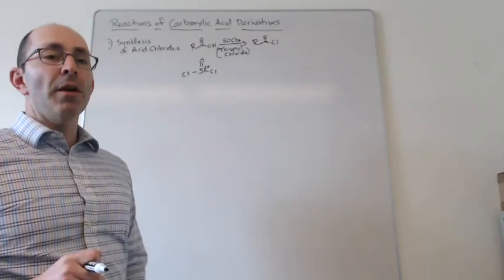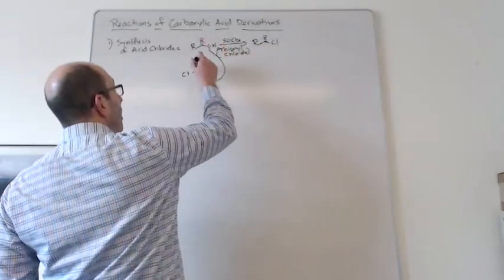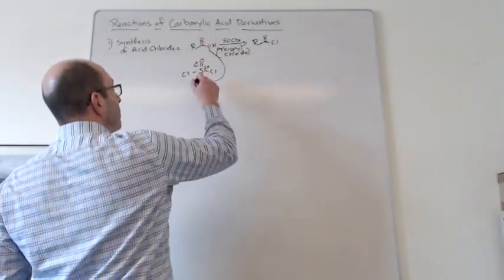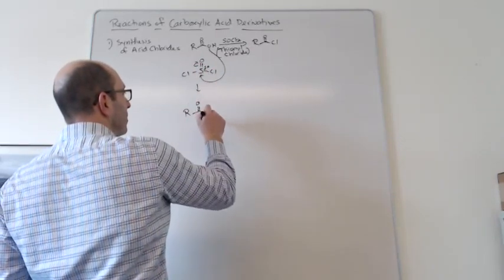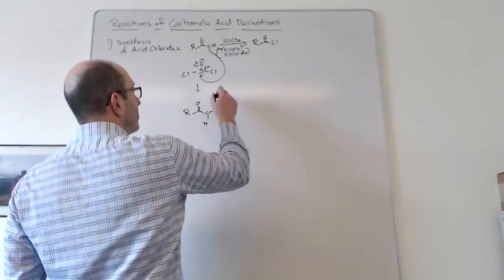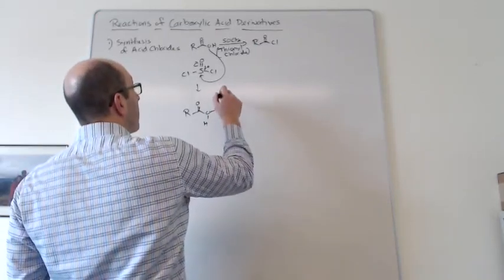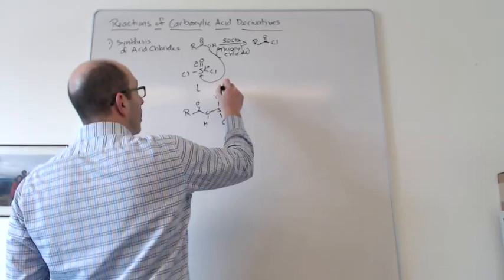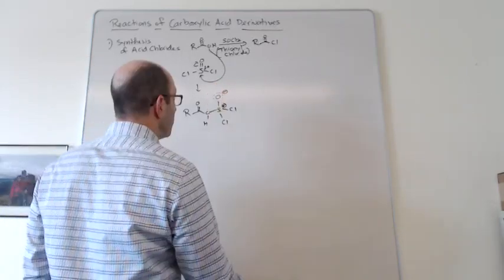So that's going to be very electrophilic. And so we can have a nucleophilic oxygen add to the sulfur, right? And so that's going to give us an intermediate that looks like this.